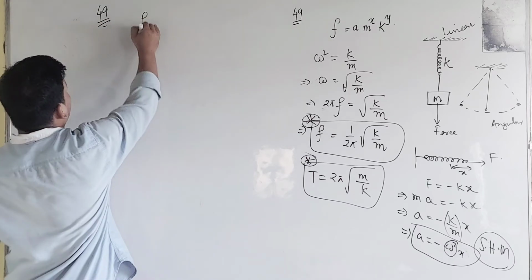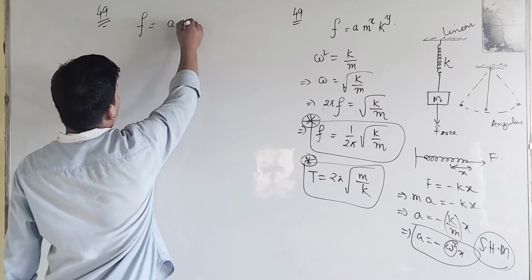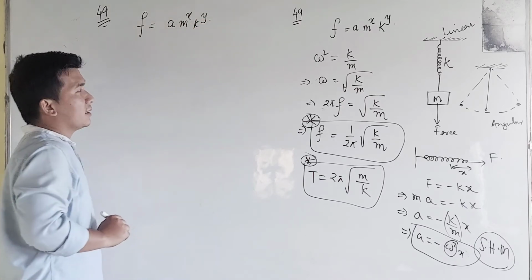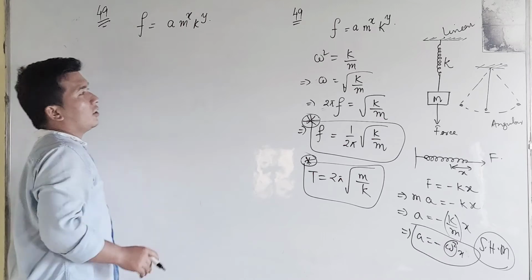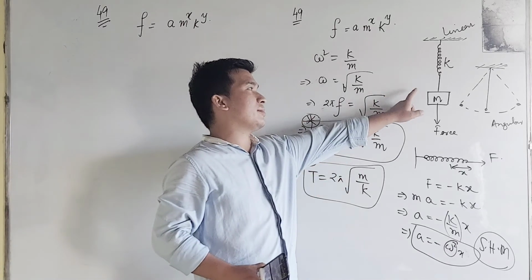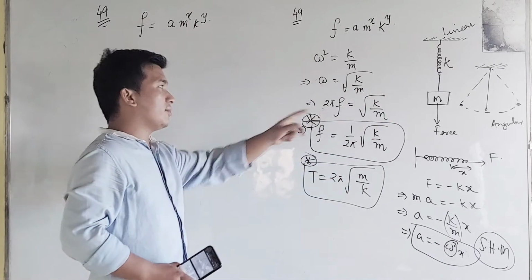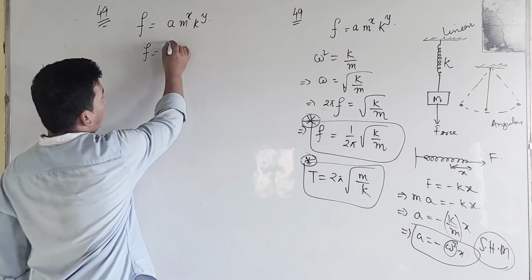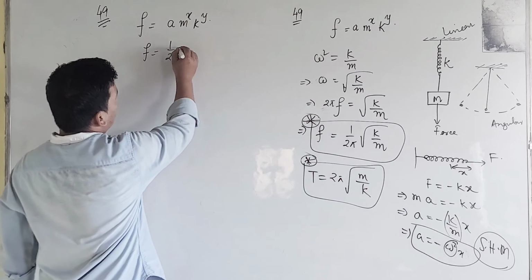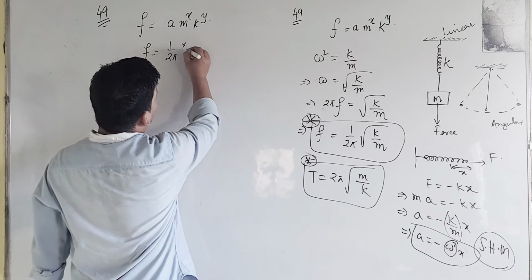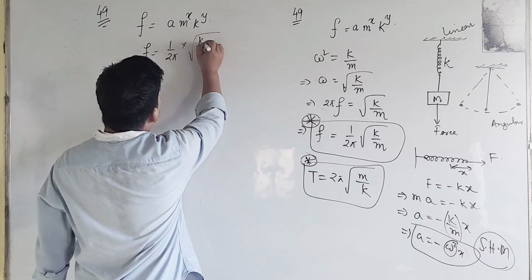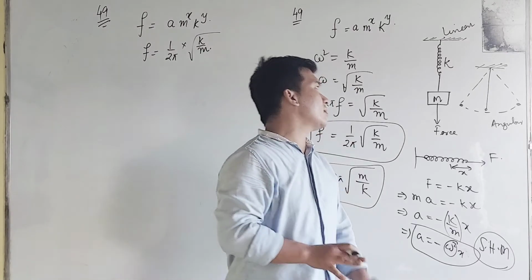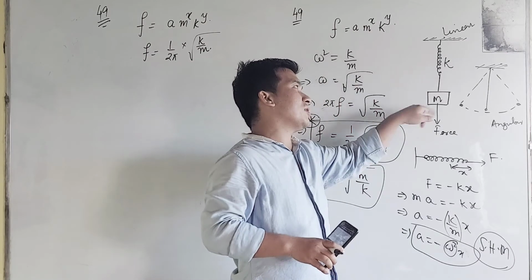f is equal to a m to the power x k raised to the power y m. This is the frequency of this system. In the question it clearly mentions this diagram.